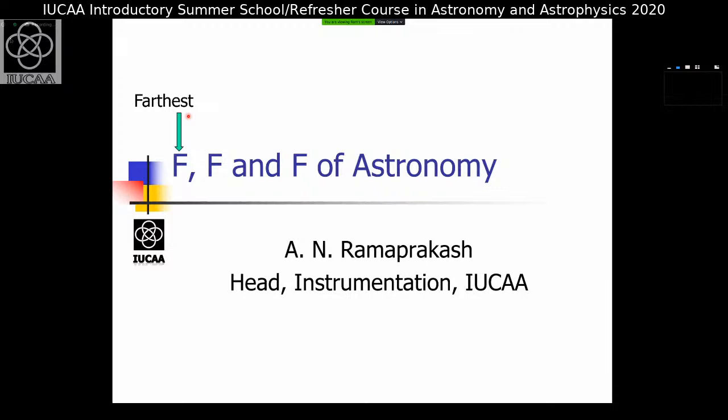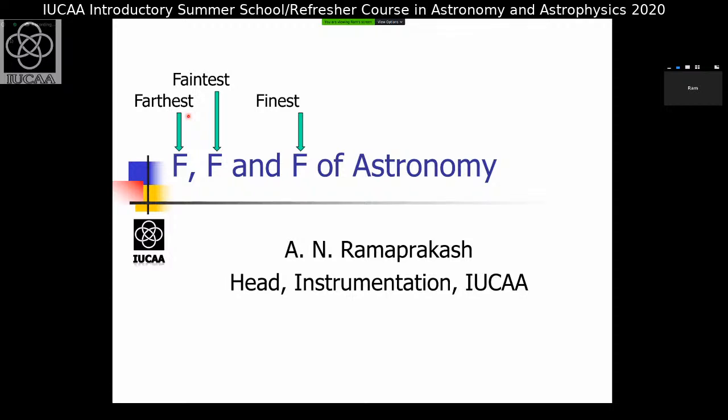As we try to do these activities to look at the farthest objects, it's also clear that the farthest objects will often be the faintest objects. Not necessarily, but very often the farthest objects are also the faintest objects in the universe. And then finally, you want to see all these objects in the universe in its finest detail, the best resolution you can get. That's another attempt astronomers make.